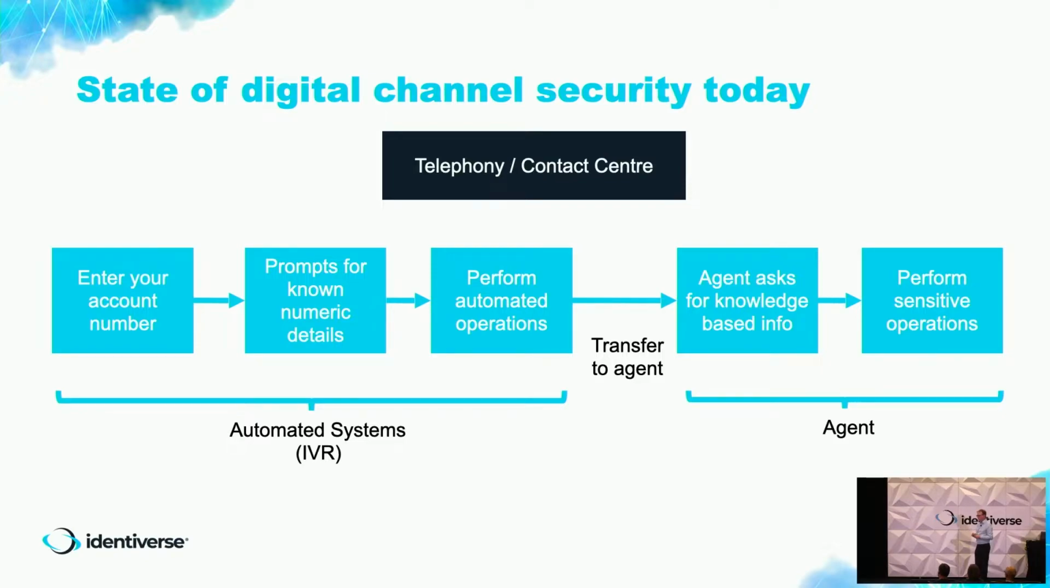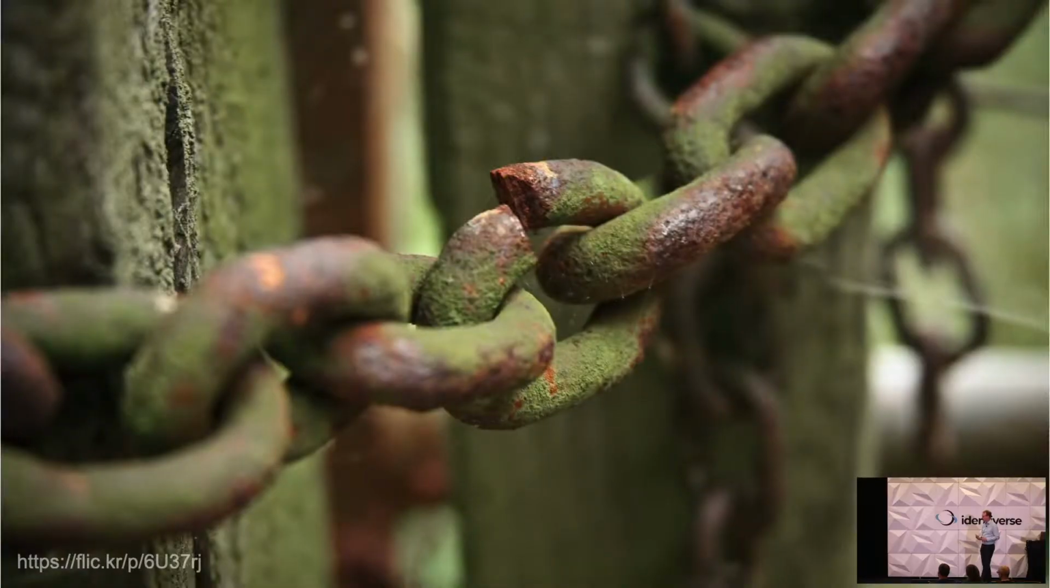We're now going to do a high-risk operation, so we'll ask you for another piece of knowledge-based information. We'll ask you, what's your credit limit? What was your last transaction? Where did you last use your card? And at that point, we'll then do that sensitive operation, so we'll transfer all your money to another bank account. So those are kind of where we are today.